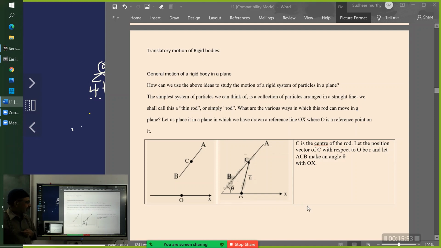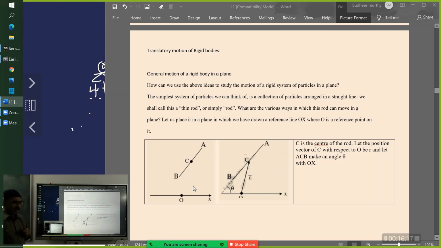Now, as I told you yesterday, we are first going to discuss a rigid body called a thin rod. A thin rod is one of the special rigid bodies. Why? Because all the particles in it are arranged in a straight line.